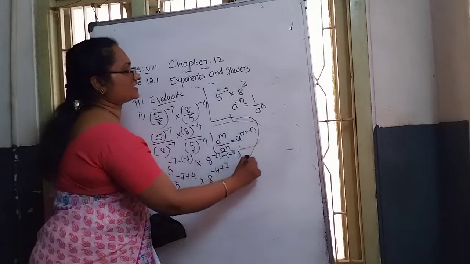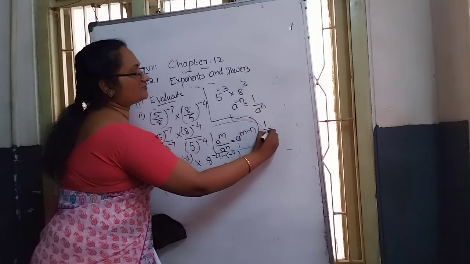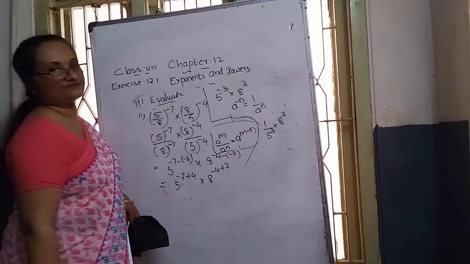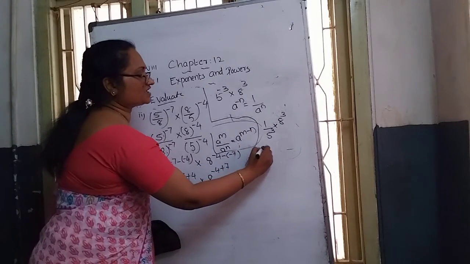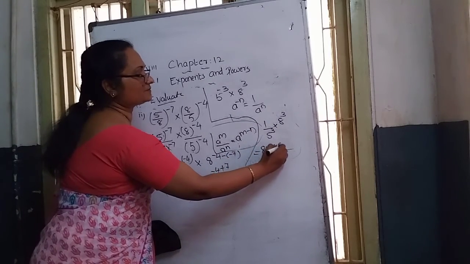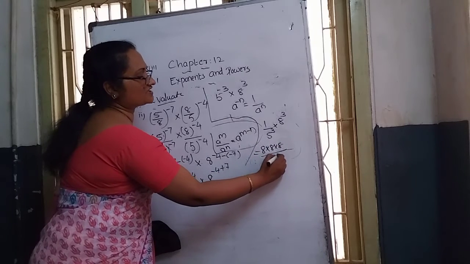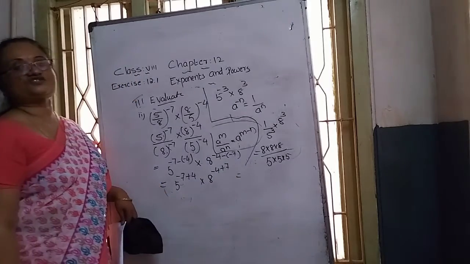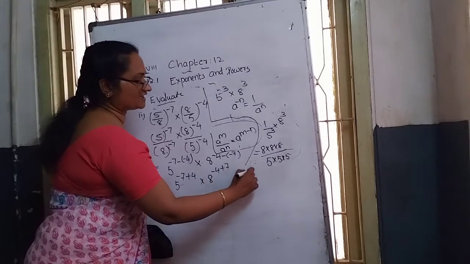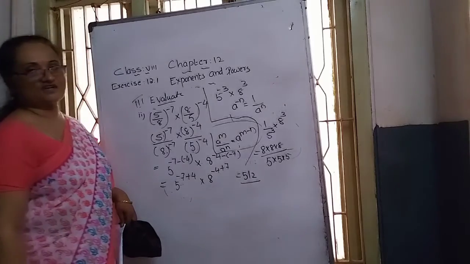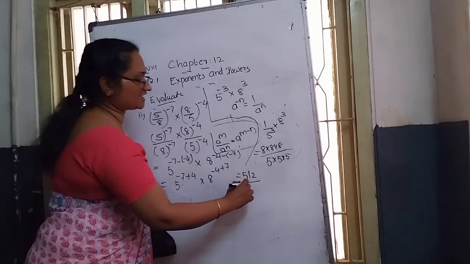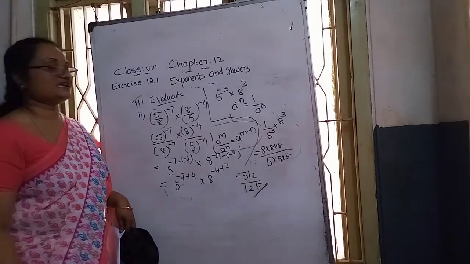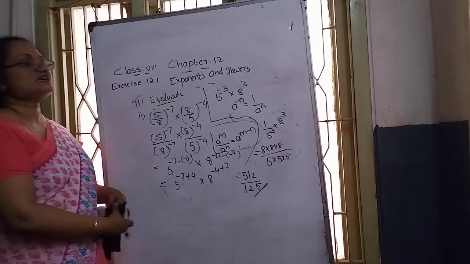So this part we can write as 1 by 5 raised to 3 into this part 8 raised to 3. 8 raised to 3 means 8 is multiplied 3 times. 5 raised to 3 means 5 is multiplied 3 times. 8 into 8 is 64. 64 into 8 comes to be 512. Then the denominator, 5 fives are 25, 25 fives are 125. This is the final answer. I hope you can understand how to solve this sum.